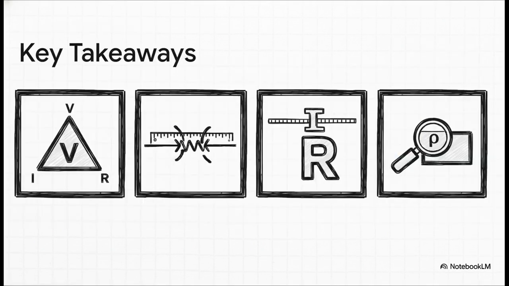So, let's just quickly recap the key takeaways from today's lesson. First, Ohm's law, V equals IR, which is the relationship between voltage, current, and resistance. But remember, only at a constant temperature. Second, resistance, R, is the opposition to the flow of current. Third, this resistance depends on the dimensions and material of the conductor, given by the formula R equals rho L over A. And finally, resistivity, rho, is a fundamental property of the material itself.